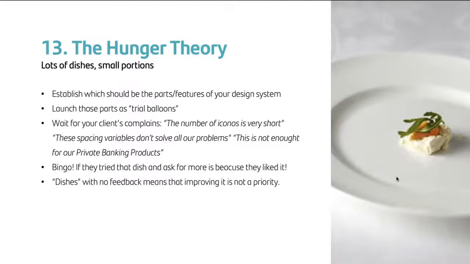13, the hunger theory. So this is one of my theories that expresses how you can evolve your design system. When you're evolving your design system, first you have to establish the different parts or features of the design system and launch those new features as trial balloons. What does it mean? Okay, if you are going to create a new icon family, or you are going to launch the token values, or you're going to launch a new definition for private banking.